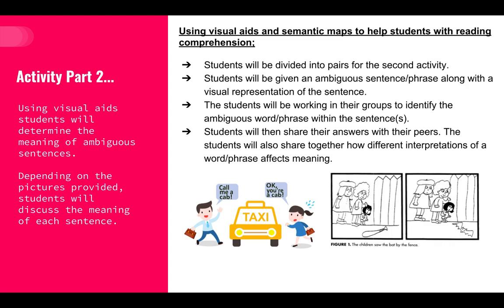Students will be divided into pairs for this activity. They will be given ambiguous sentences or phrases along with a visual representation. The students will then identify what is the ambiguity in this particular sentence. They will then share their answers with their peers. The students can then work together to analyze their interpretations and discuss what the actual meaning of the word or phrase was.